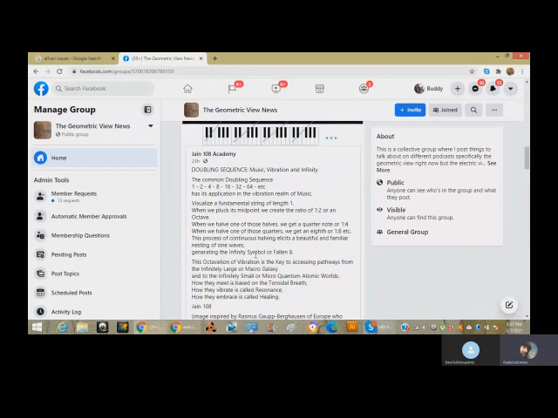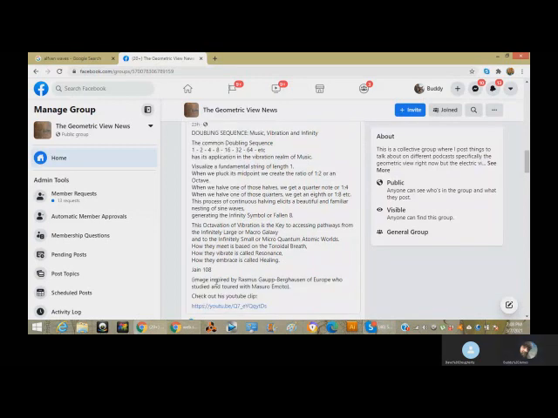So generating the infinity symbol or fallen 8, the octavian of vibration, is the key to accessing pathways from the infinitely large or macro galaxy and the infinitely small or micro quantum atomic worlds, like we were saying, octonian, octavian. 8. How they meet is based on the toroidal breadth. How they vibrate is called resonance. How they embrace is called healing.